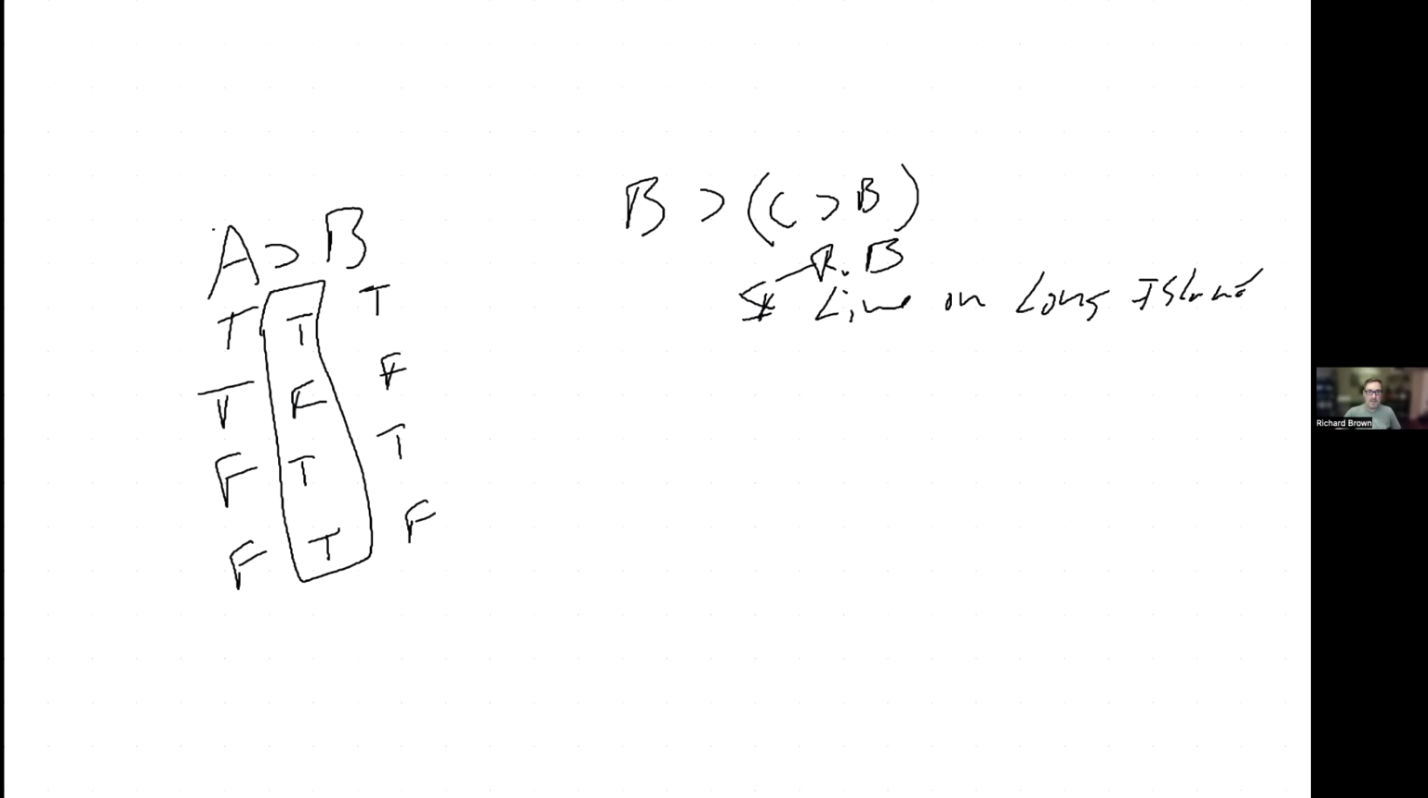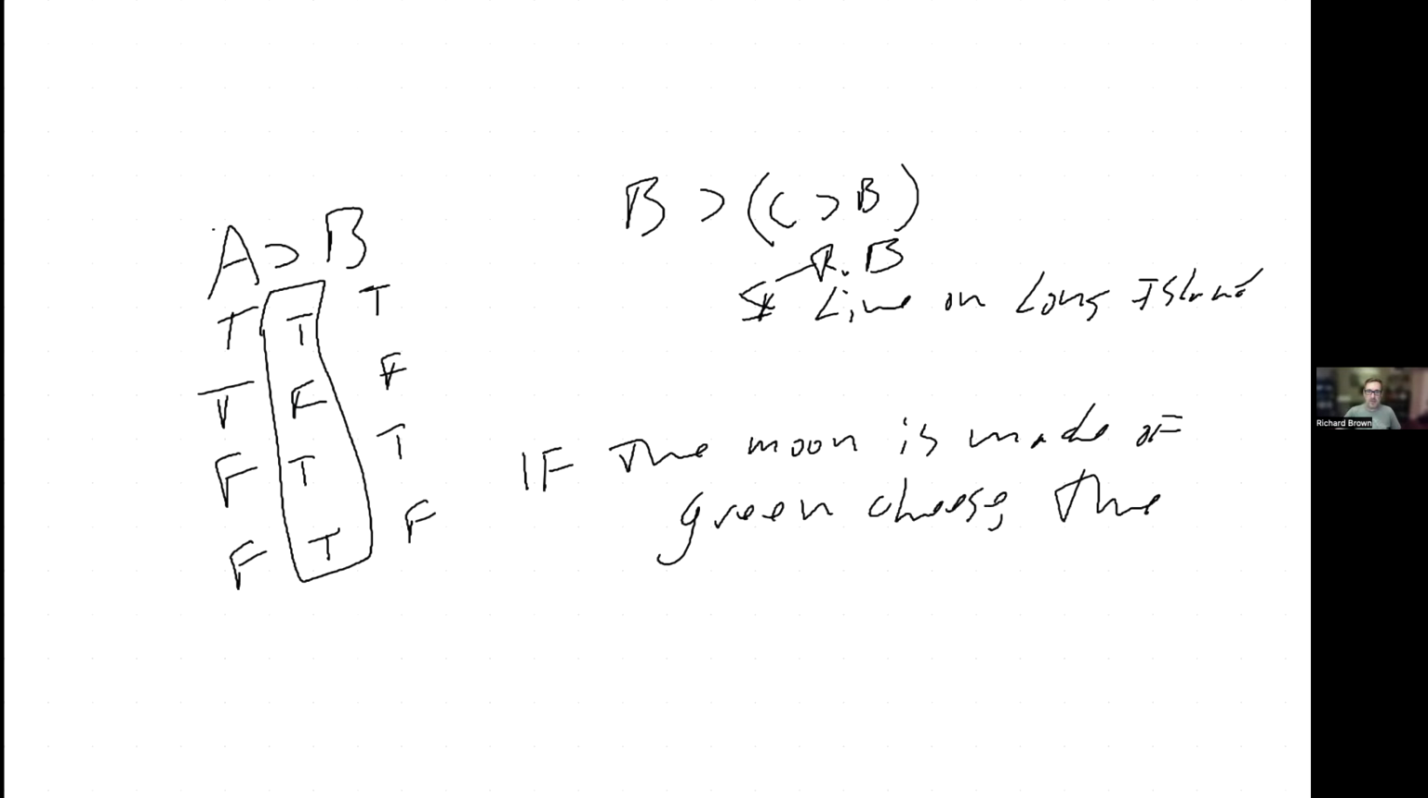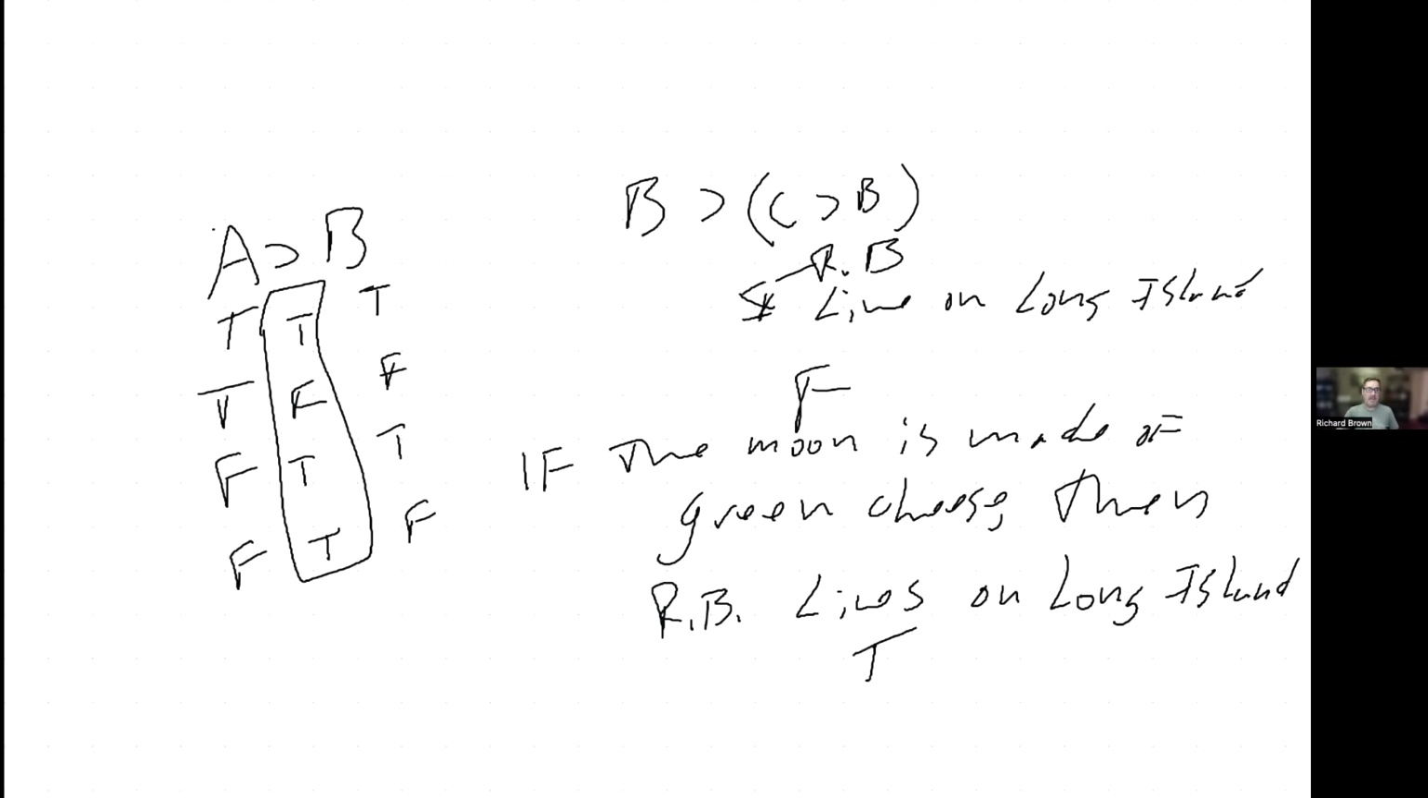So if the moon is made of green cheese, then Richard Brown lives on Long Island. Okay, so this sentence comes out to be true. So the moon is made of green cheese. I suppose that's false, but it's true that Richard Brown lives on Long Island. So that's this case right here. And that therefore comes out to be true.